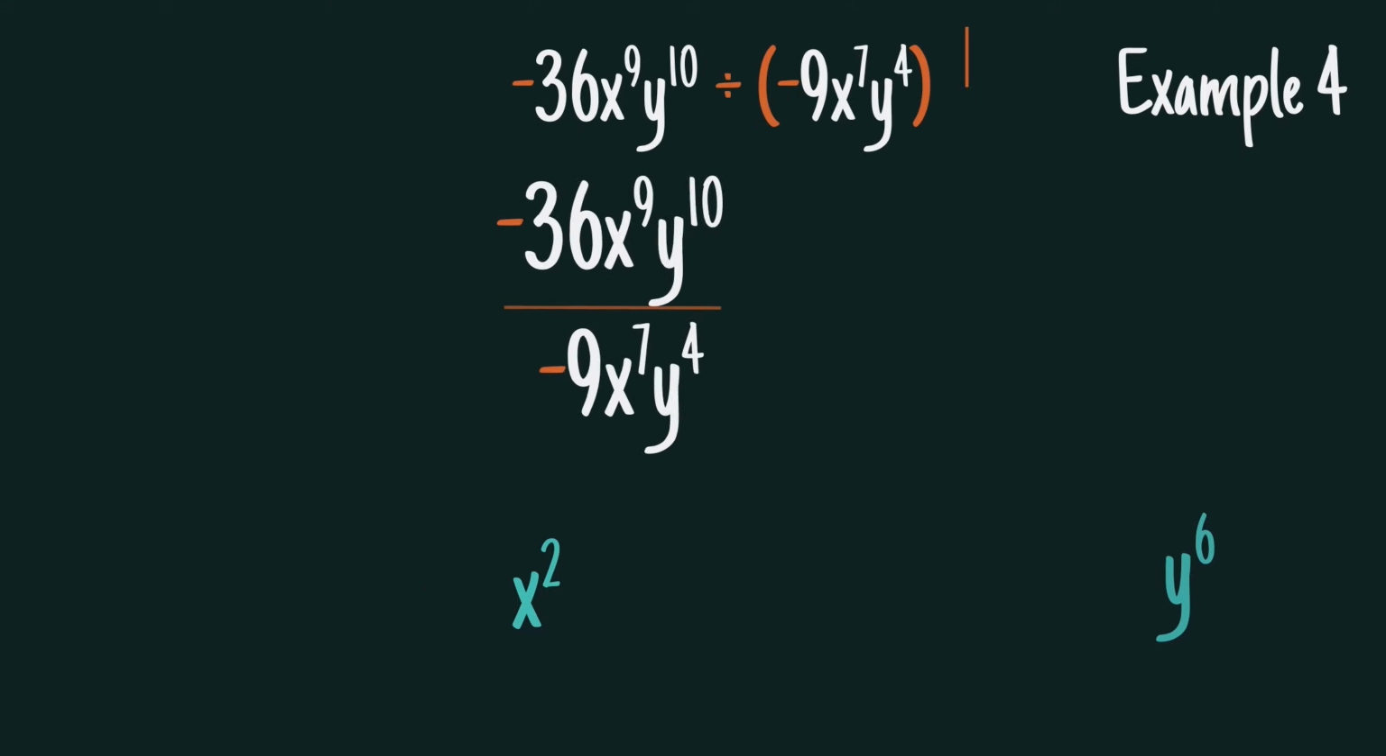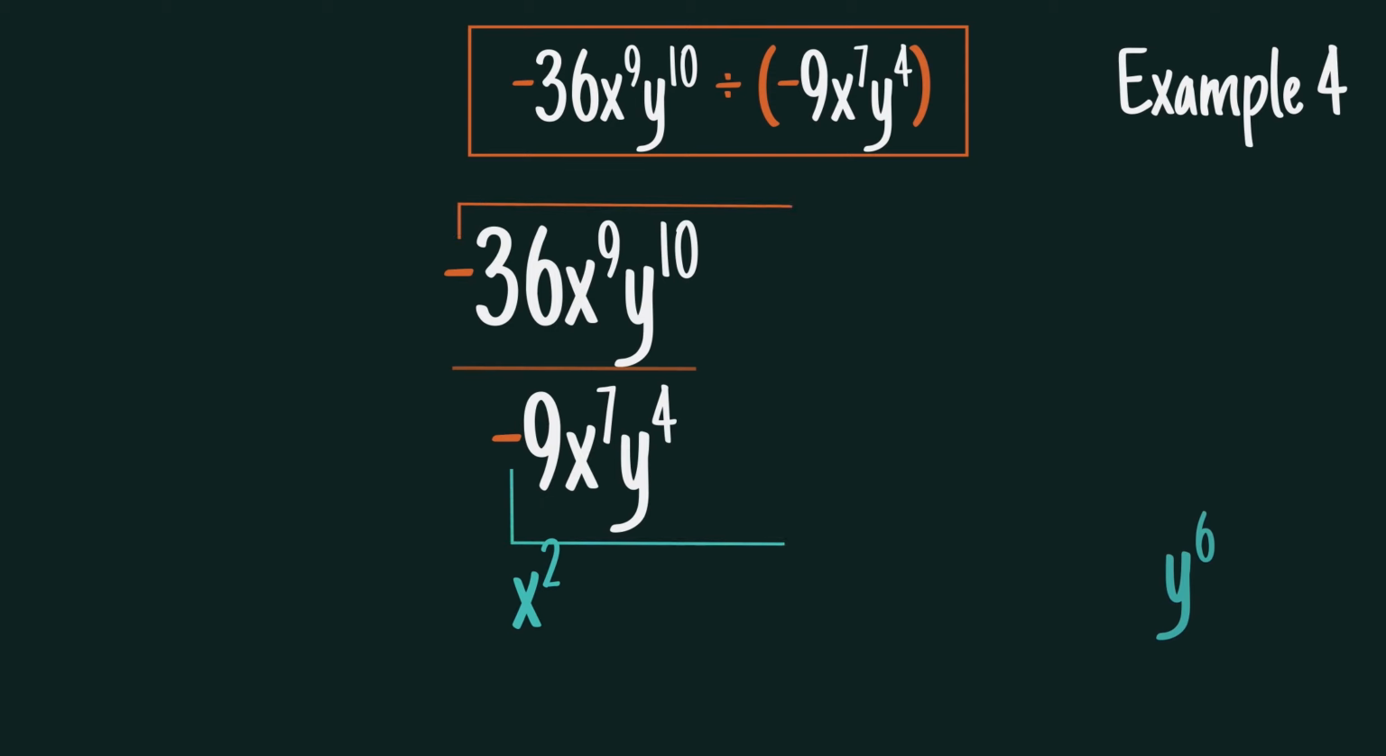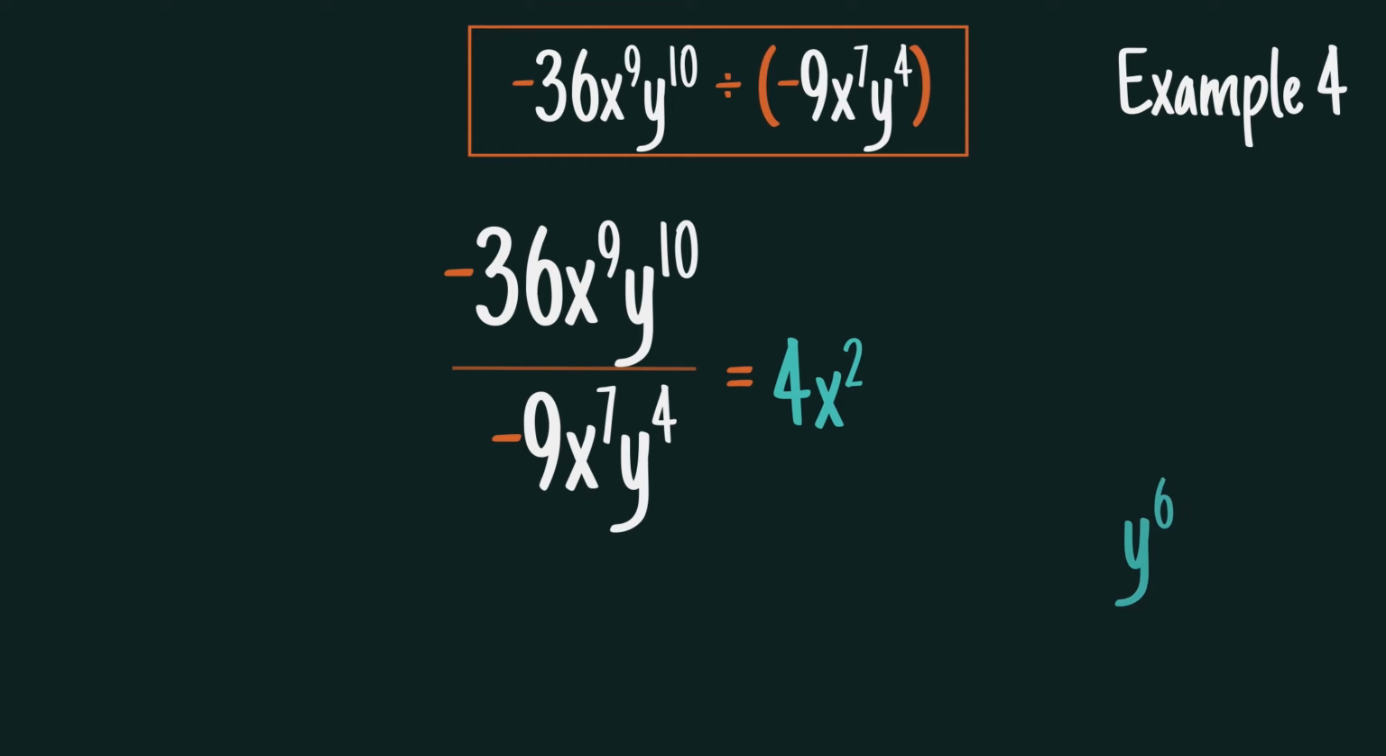Back to the expression, we can first remove the negative signs. When 36 is divided by 9, we get 4. And x terms can now be evaluated by making use of our previous findings, x squared. Same goes for y terms. And your answers will be this.